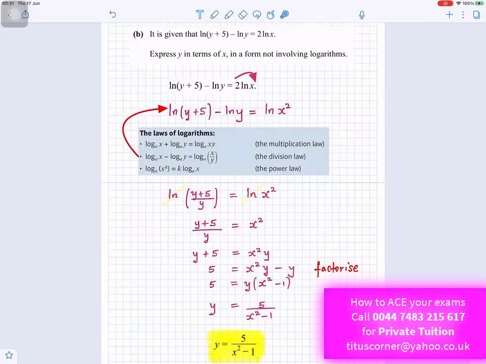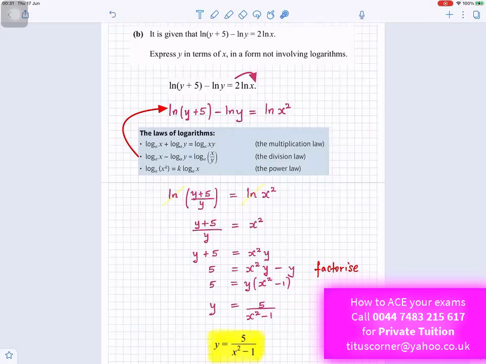So now the ln and the ln in front can cancel out. We're left with (y + 5) over y is equal to x squared. Take y to the right side, it becomes times. So y plus 5 is equal to x squared y. Collect like terms. Plus y goes to the right side, it becomes minus y. So x squared y minus y, and then we factorize. y is common, so we take y out of the bracket, we're left with x squared minus 1.